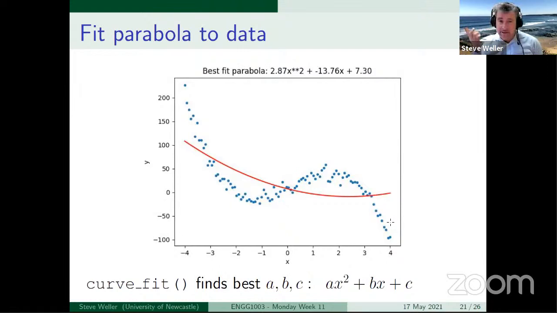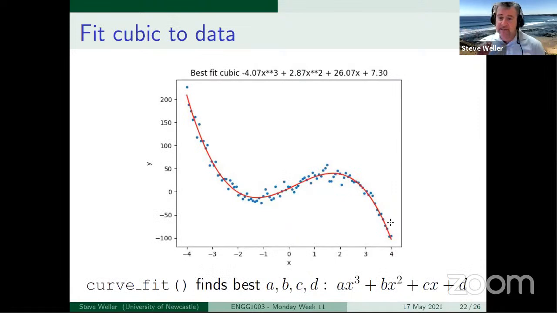So what about a cubic? How about that? In this case, the data really is well described by a cubic. And so again, the curve fit function finds the best parameters A, B, C, and D: minus 4.07, 2.87, 2.26, and 7.3. They are the best values of A, B, C, and D, which fit the red cubic polynomial to the data points in blue.